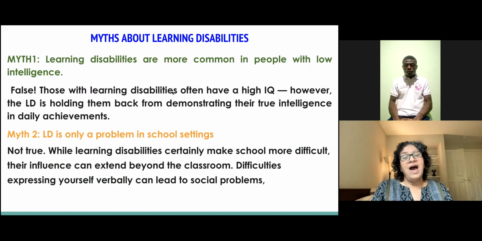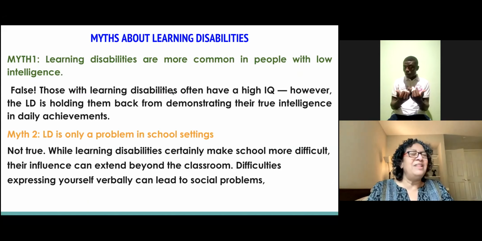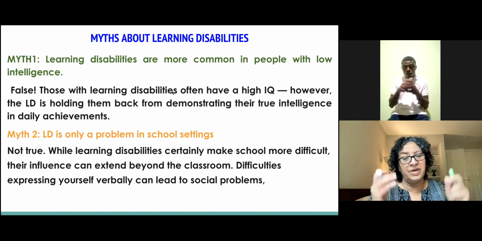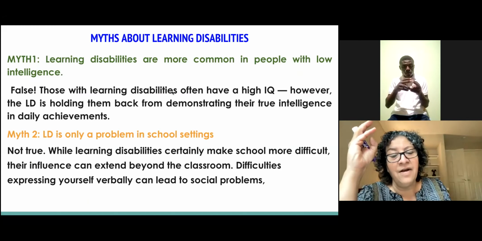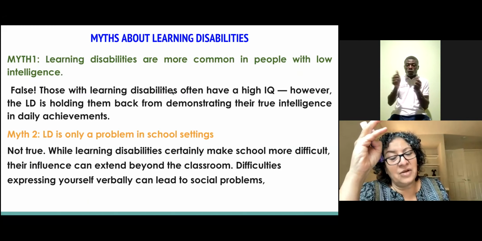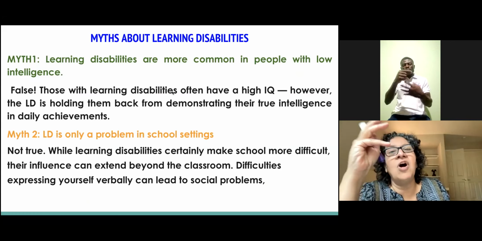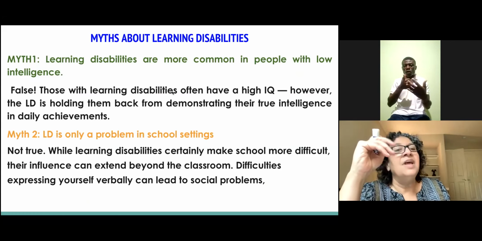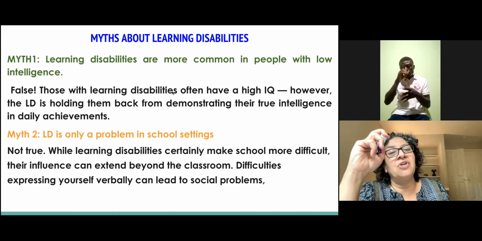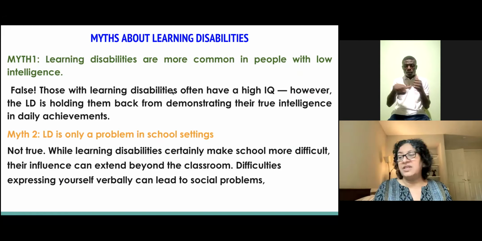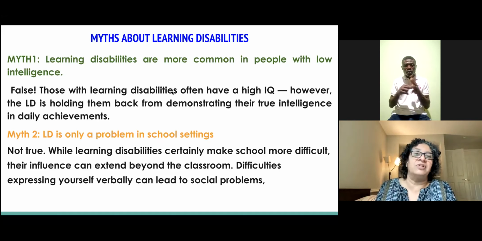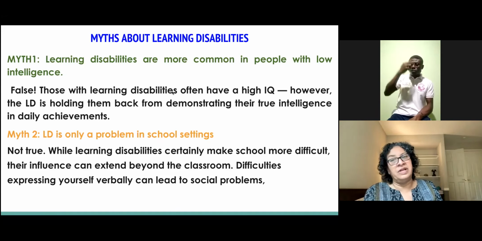So now I have covered, in a brief description, the types of learning disabilities, going back to dyslexia, dysgraphia, dyscalculia, dyspraxia, dysphasia, as well as non-verbal learning disabilities. Now I'm going to talk about myths and the incorrect information about learning disabilities.